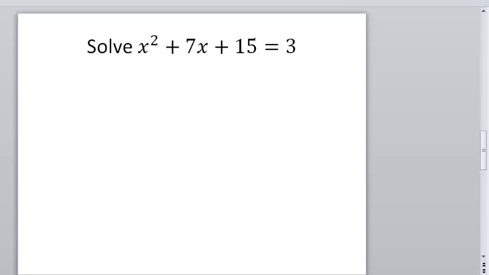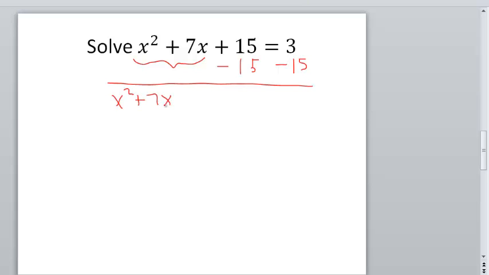So again here, remember, when I was factoring, I want it set equal to 0. When I'm solving by completing the square, I don't care what it's equal to. I just want these first two terms, since my leading coefficient is 1, to be by themselves. So I want to subtract off the 15 here, and I'm going to subtract it off from the 3 as well. So now I'm left with x squared plus 7x, and it equals -12.